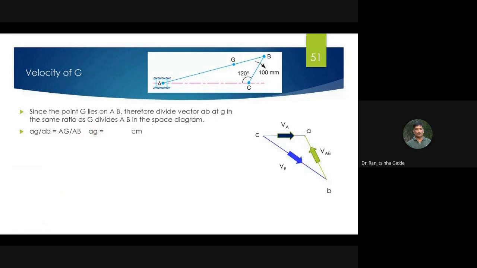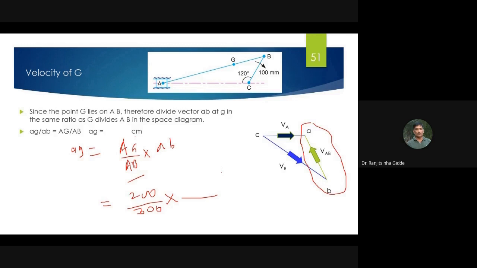So here AG is equal to capital AG upon this AB into AB. So AG 200, AB 300 into AB. What is the value for this AG?